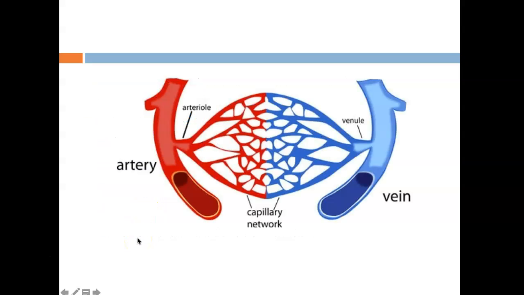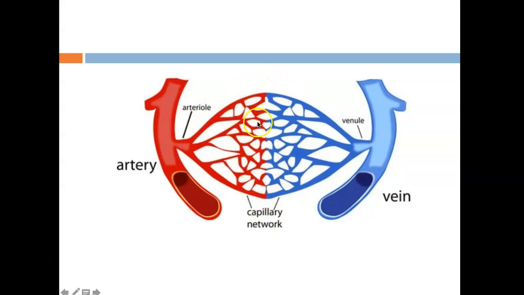And I have a picture here. I didn't put a picture in your notes, but this can show you how your arteries are going to branch into arterioles, then into capillaries, then into venules, then into veins. And this is where diffusion of oxygen and nutrients is going to occur into organs.